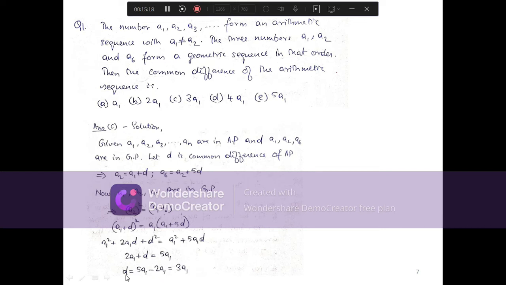And what is D? It is the common difference, equal to 5A1 minus 2A1, equal to 3A1. Okay, so that is how you got 3A1. That is option C. Fine. So we'll go to the next problem.